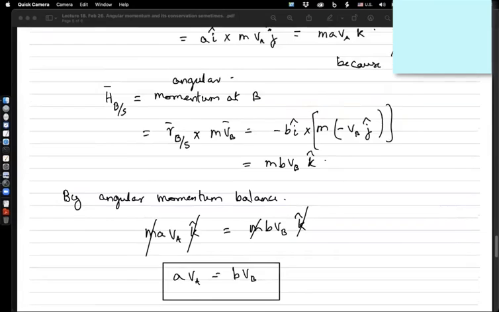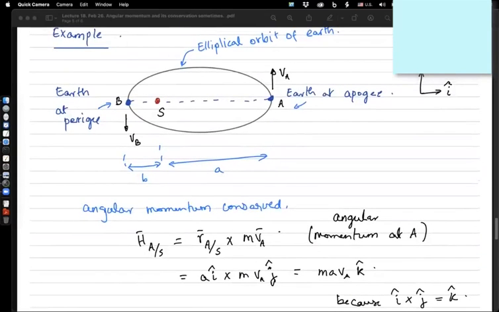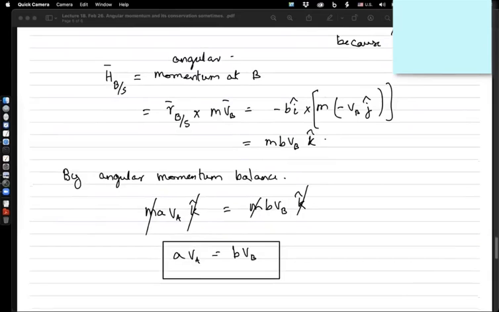Okay, so we've just shown that when it gets closer, the velocity is higher. When it gets further away, the velocity is lower. And it's going to gradually change from here to here. It's going to speed up, slow down, speed up, slow down, and so on.